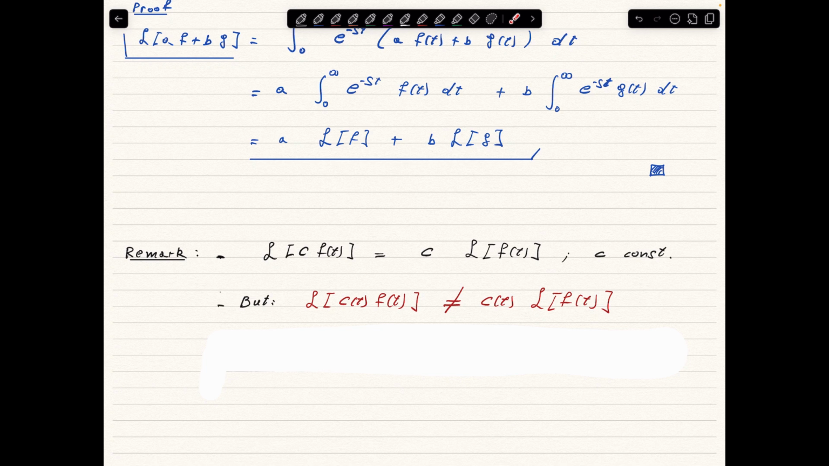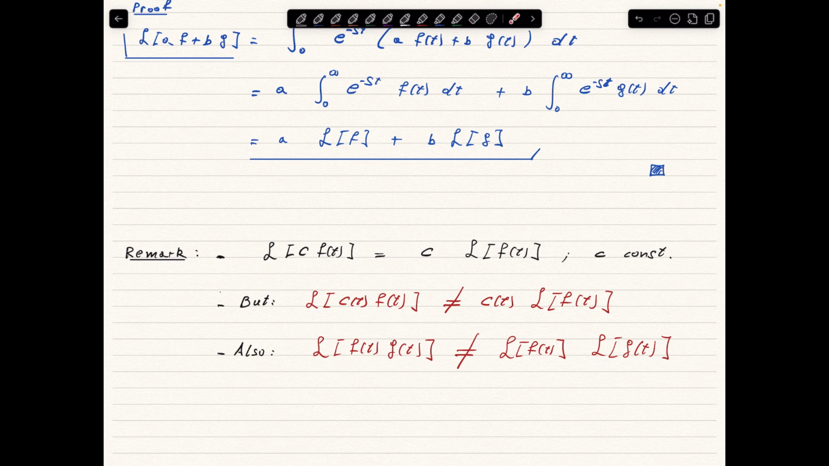So it's not true that if we have a product of two functions, one can go outside. And also it's not true that if we have a product of two functions and we compute the Laplace transform, this is the product of the Laplace transforms. For linear combinations, it is, with constants. The Laplace transform of the linear combination is the linear combination of the Laplace transforms, but the Laplace transform of products is not the product of the Laplace transforms.